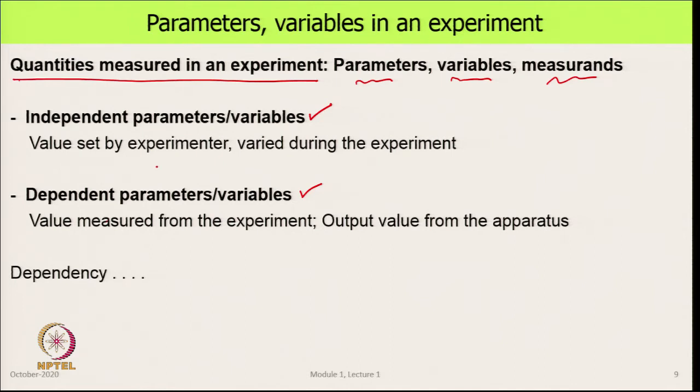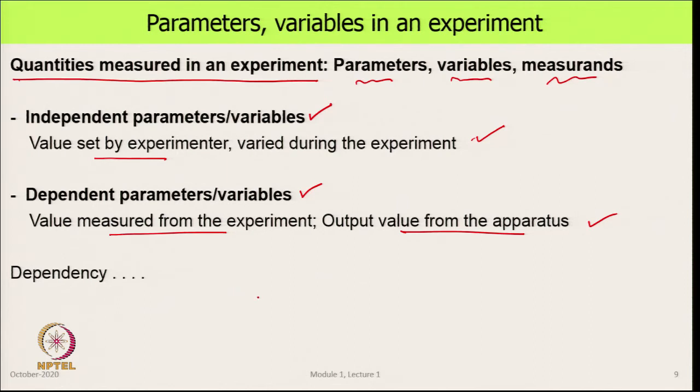So, both values are coming from measurements from the experiment, except that one is set by the experimenter, the other is an output from the apparatus. Both are measured, this is measured by its instrument, this is measured by its instrument, both have errors and we have to treat them accordingly.